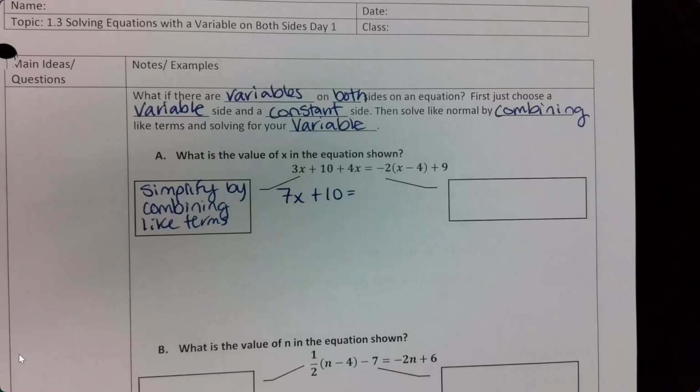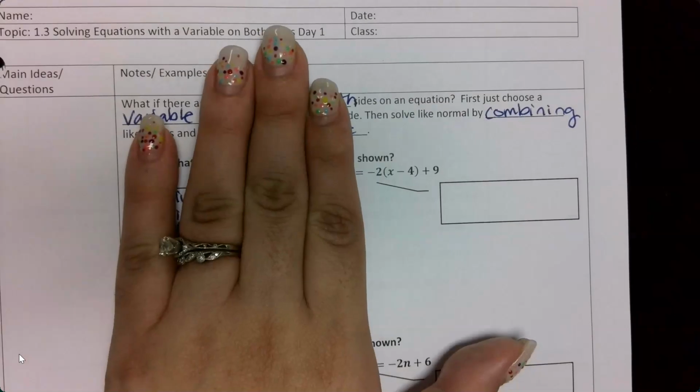You know you have this on your paper. You don't have to look at the whiteboard. No, I'm just looking at this side right now.